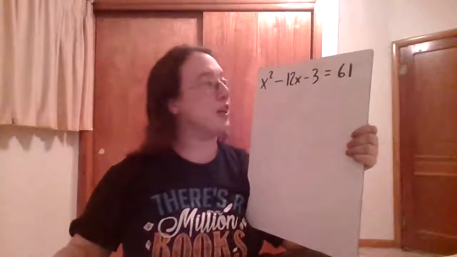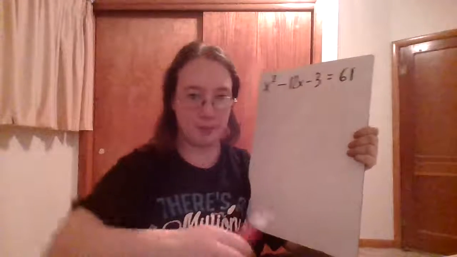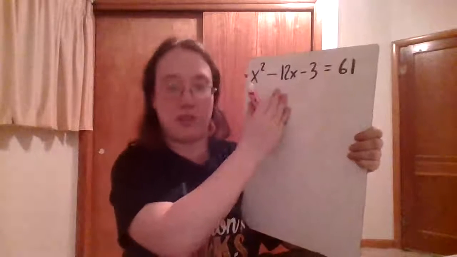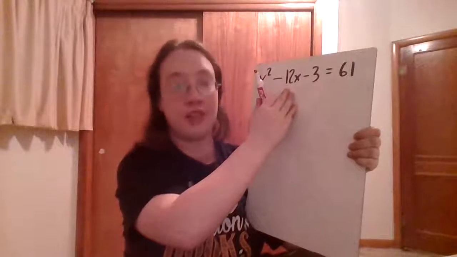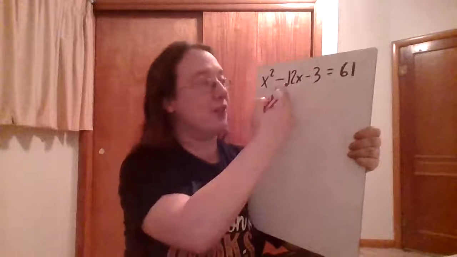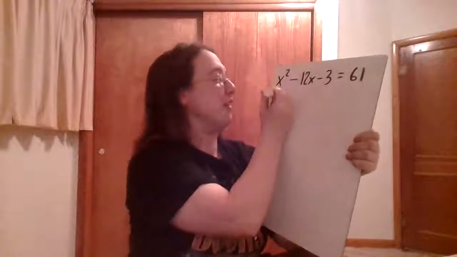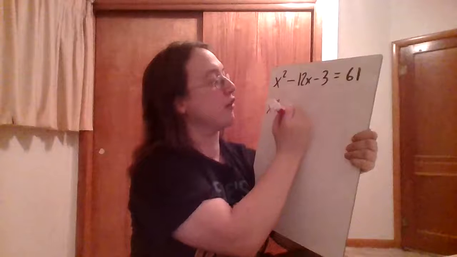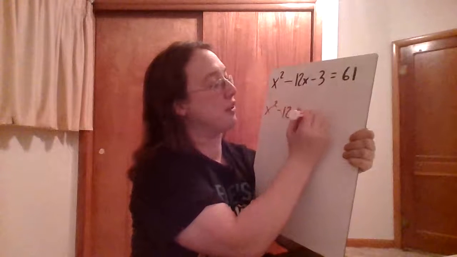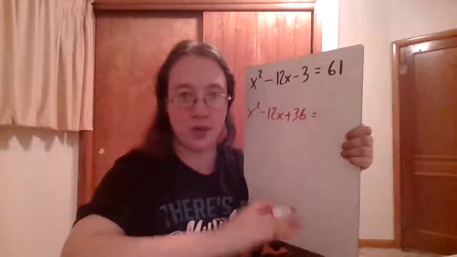Okay, so first thing we want to do here is figure out what do we need this number to be in order to make it a perfect square. So again, we want half of this number squared. So half of 12 is 6. Again, technically a negative 6, but we're about to square it, which is going to turn it positive anyway. So we want this to be an x squared minus a 12x plus a 36. And the question is, what do we need to do in order to get there?